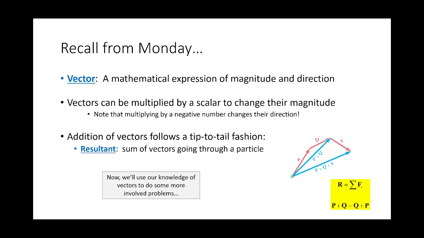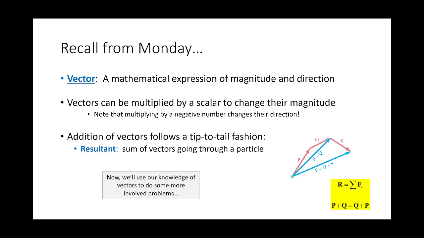When we add vectors, we add them following this tip-to-tail fashion. If we have these vectors P, Q, and S, and I wanted to determine vector P plus Q, I stick one vector at the end of another, and then the resultant is just connecting end to end. Remember, the order does not matter. P plus Q is the same thing as Q plus P. So for vector addition, the order doesn't matter. For vector multiplication, depending upon the type of multiplication, the order does matter. But that's down the line. We'll talk about that later.